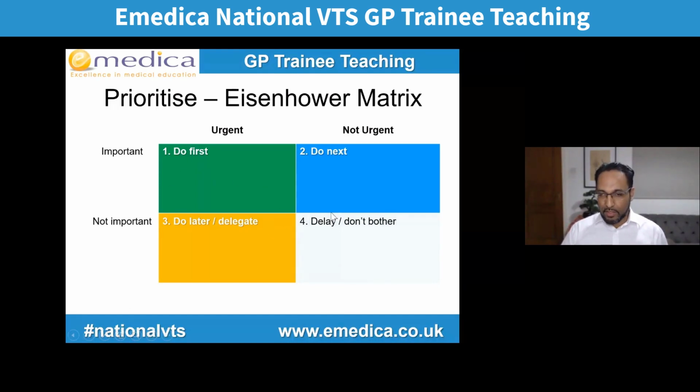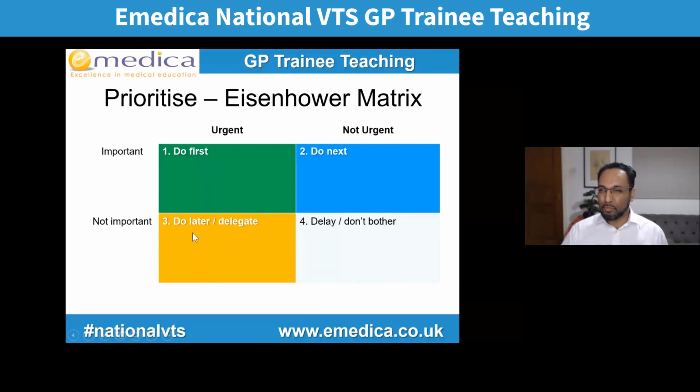And then you can put things into these different boxes. So, there are certain things that are of high urgency and high importance. You want to do those first. Then you've got things that are important but not so urgent. You probably want to do those next. You've got things that are urgent but not really important.